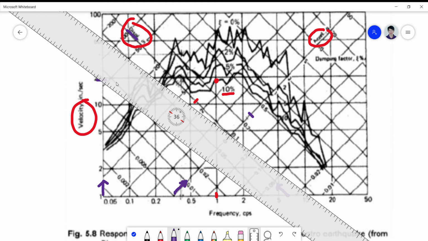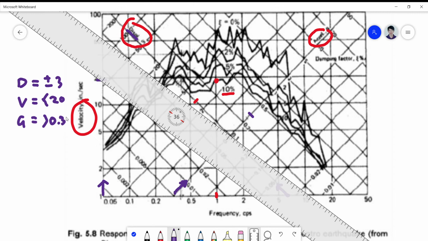So let's write it. For the displacement, we have around 3, plus or minus 3 inches. For the velocity we have less than 20, and for the acceleration we have greater than 0.30.